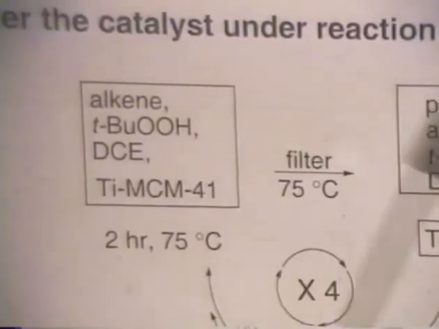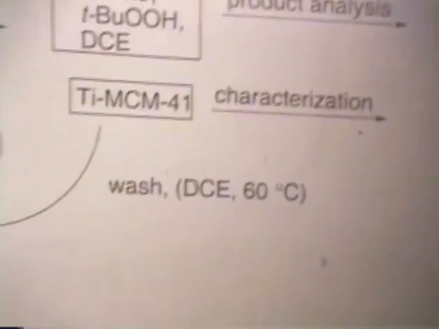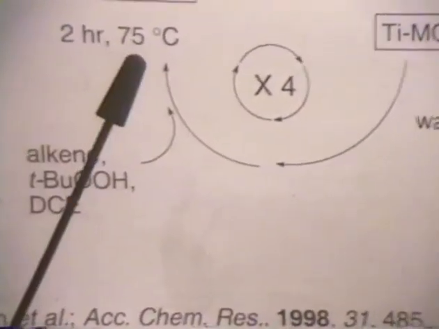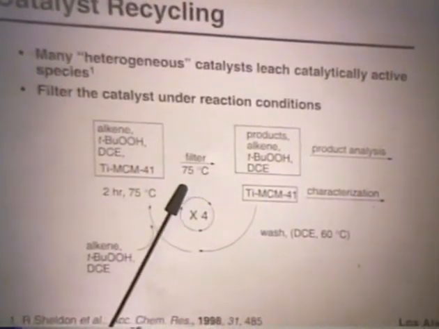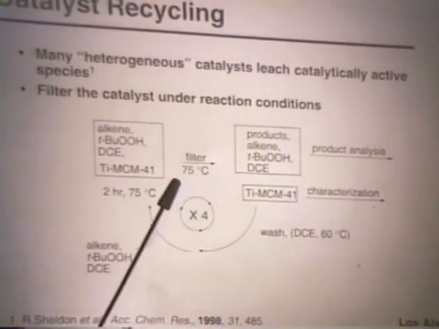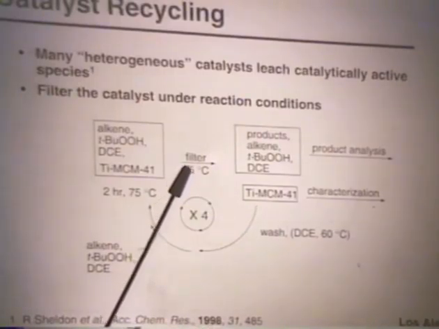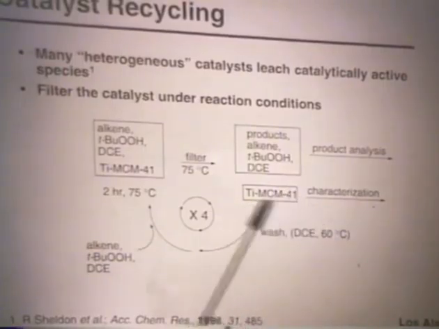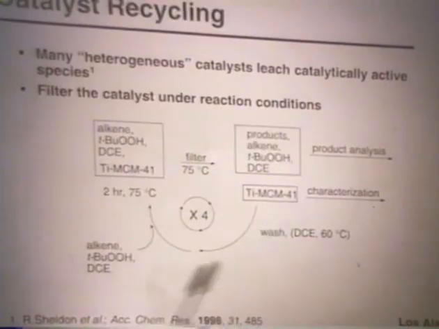So what is typically done, and what we do, is we cycle these things by first running the reaction for 2 hours, 75 degrees centigrade, again in strictly anhydrous conditions. Filter the material off hot, okay, so there's less likely chance of reabsorption of soluble species back onto the support. Analyze your products, and also analyze the solid, take a little bit out, analyze that, wash it, and then cycle it back. We do this 4 times, and what I'll show you now is some data about what happens here.